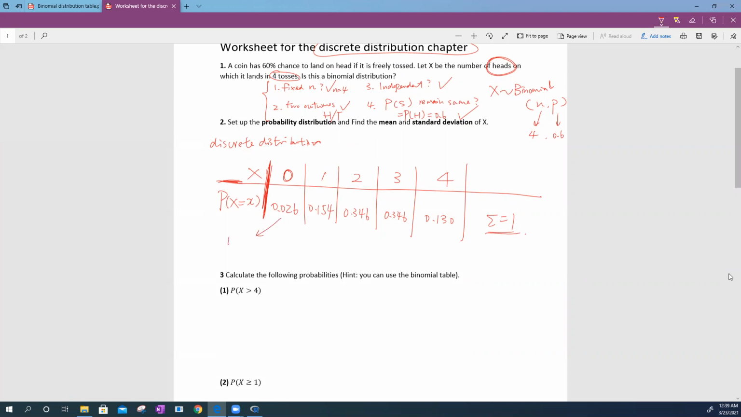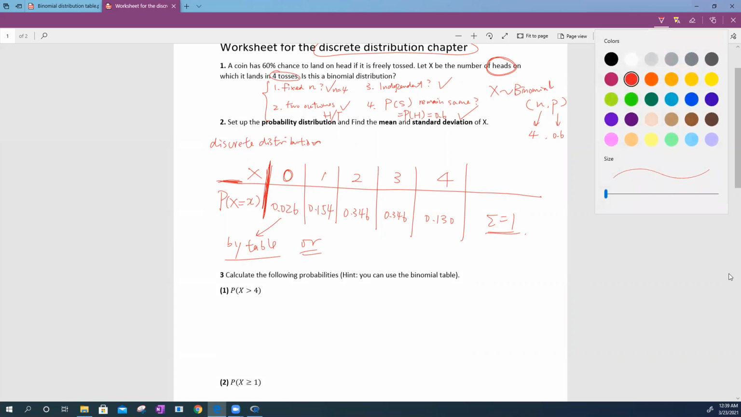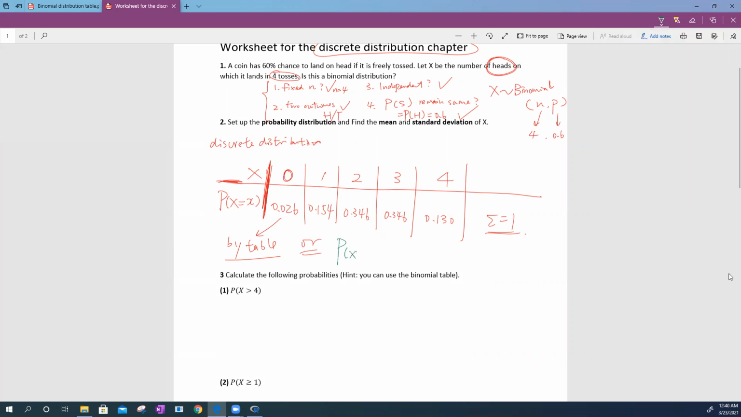So we can write it down by table, or just by the formula, right? Let's try one of those: the probability of x equals 2. We have n, let's write down the formula: n choose x, probability to the power of x, times 1 minus the probability to the power of n minus x. So that is 4 choose 2, and the probability, which is 0.6, to the power of x, which is 2, times 1 minus 0.6 to the power of 4 minus 2, n minus x.